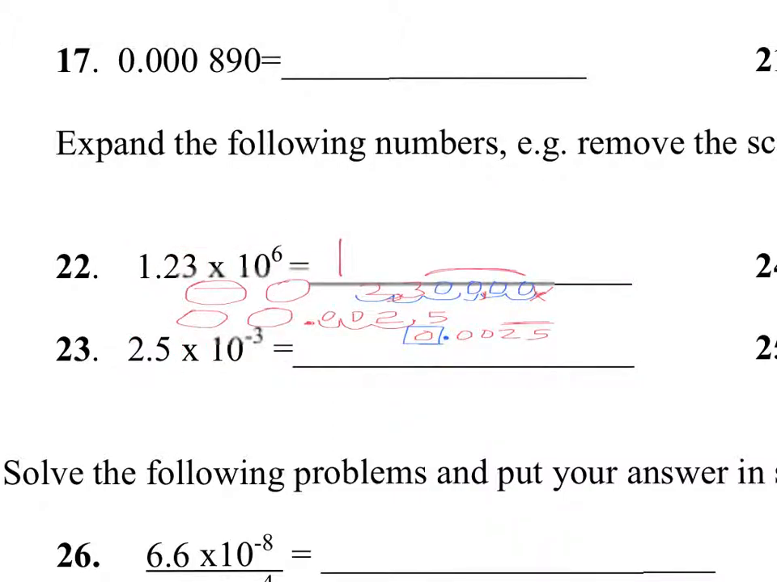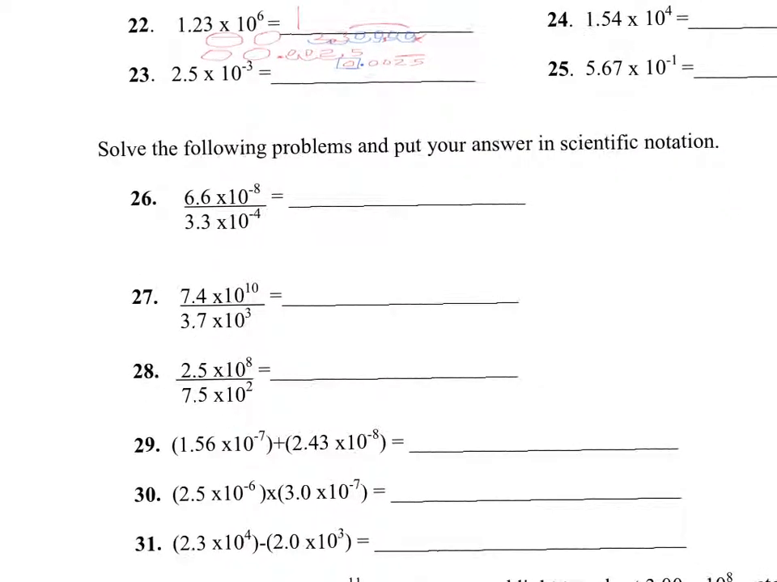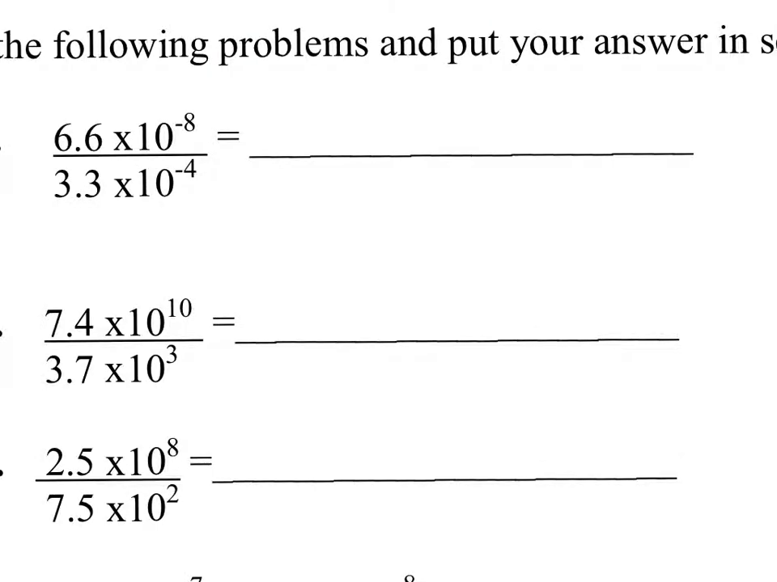Now let's take a look at the two word problems. Oh, no, let's instead take a look at the multiplication and division problems, addition and subtraction problems. The first problem here, 6.6 times 10 to the negative 8 divided by 3.3 times 10 to the negative 4. We can take a look only at the mantissa to begin with. The mantissa are the first numbers before the powers of 10.